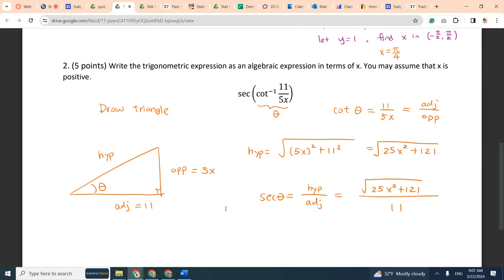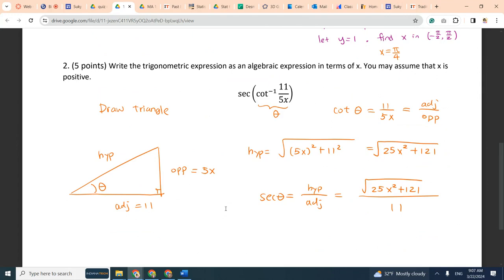So cotangent, the input is a ratio and your output is an angle. Right, everybody? So you call this angle or argument theta. Well, this means theta is arc cotangent 11 over 5x. So cotangent theta is 11 over 5x. And cotangent is adjacent over opposite. That's why we let adjacent be 11 and the opposite be 5x.